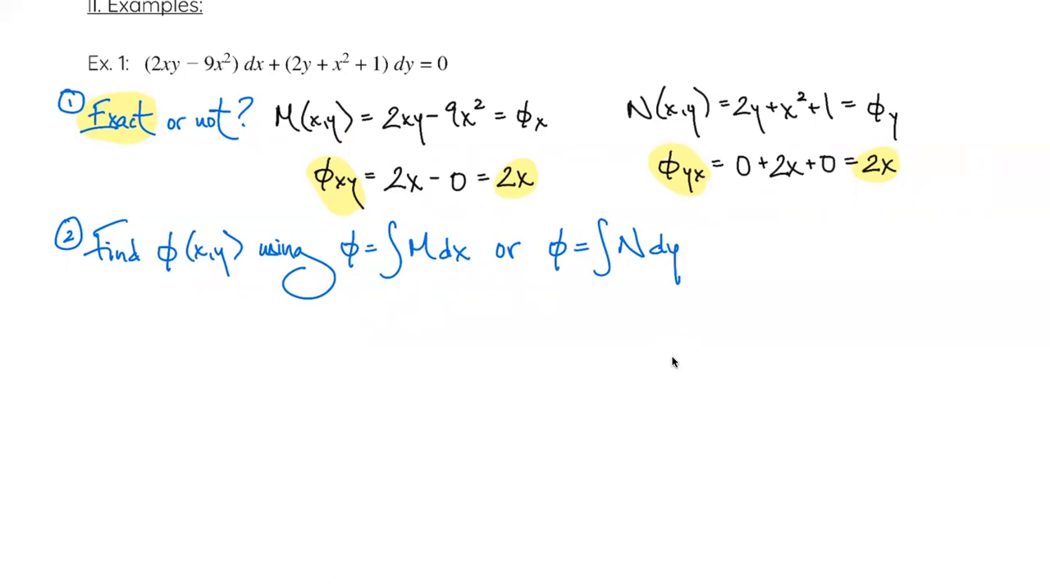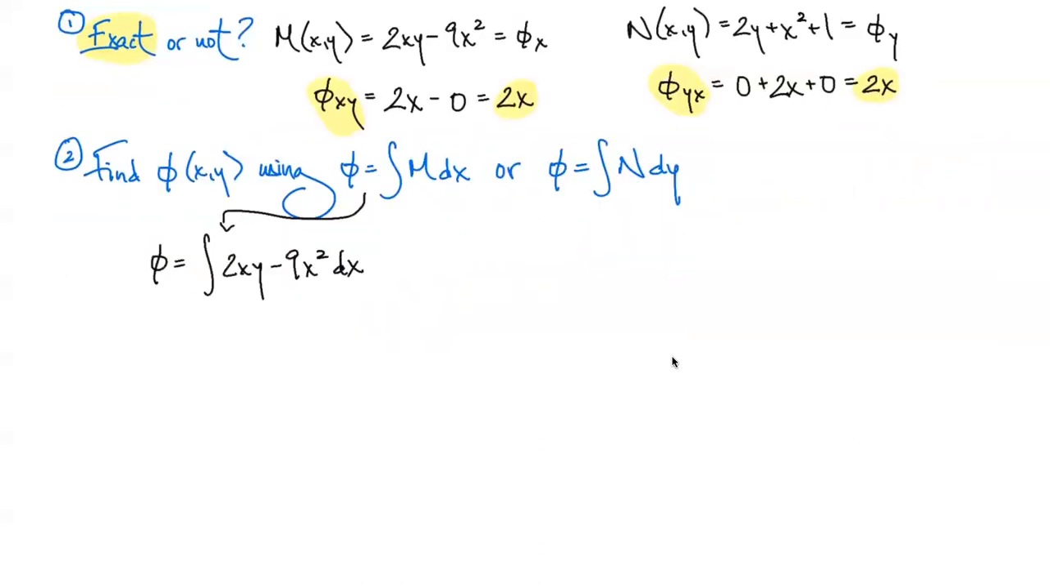So let's start by finding the integral of M dx. Phi equals the integral of 2xy minus 9x squared dx. Let's integrate with respect to x. We'll get x squared y, because remember y is like a constant, minus 3x cubed, because we're using the power rule for integrals.